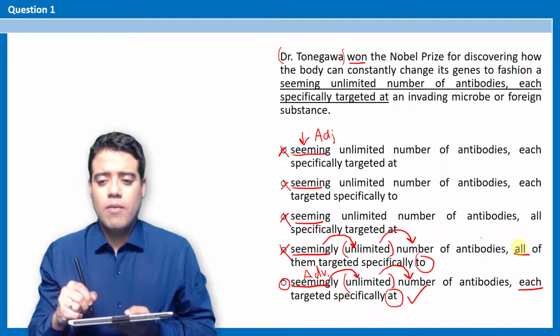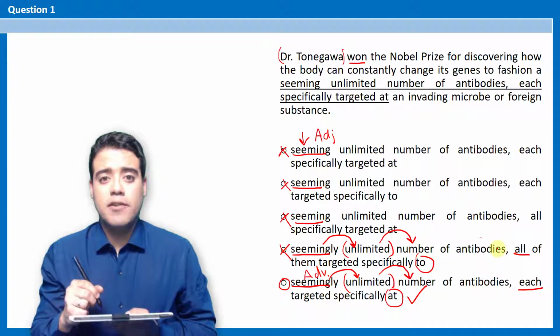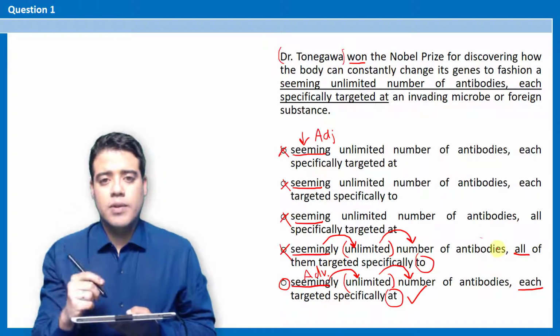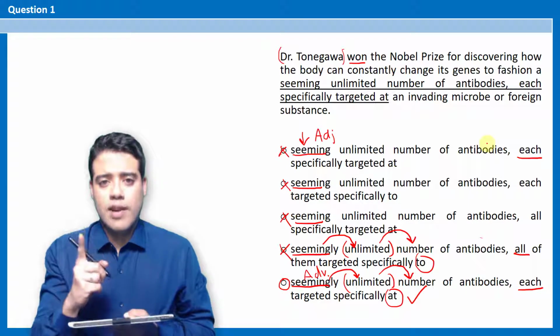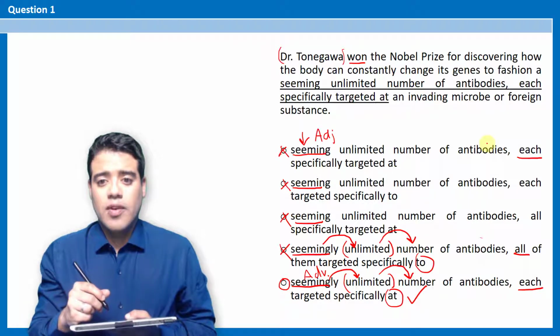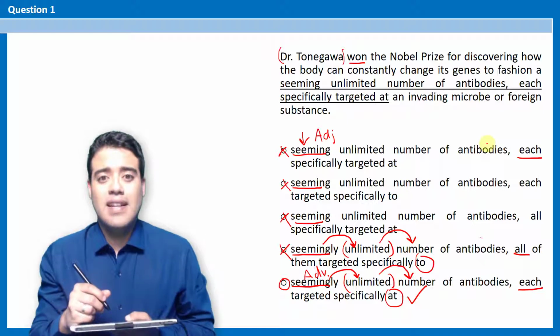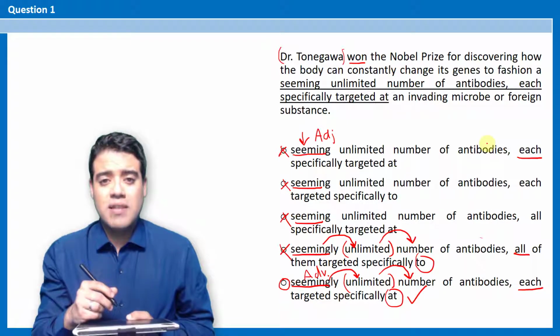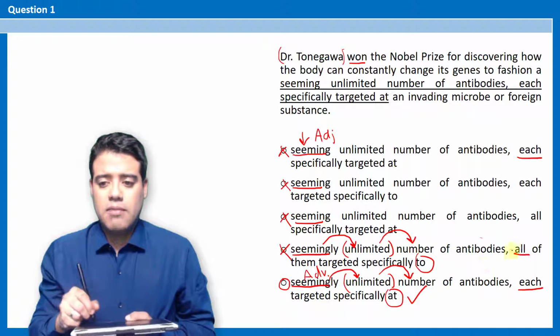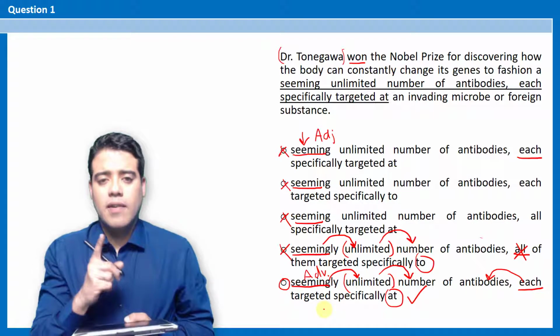Well, another thing is between all and each, there is an important meaning difference. All means that all the antibodies attack one microbe. And that changes the meaning dramatically because the original sentence is telling us that each antibody attacks one microbe. And that's why the body can change its genes to fashion an unlimited number or a seemingly unlimited number of antibodies. Why are there so many antibodies? Well, because there are many different microbes. So it makes more sense to use each. Each antibody attacks one microbe.